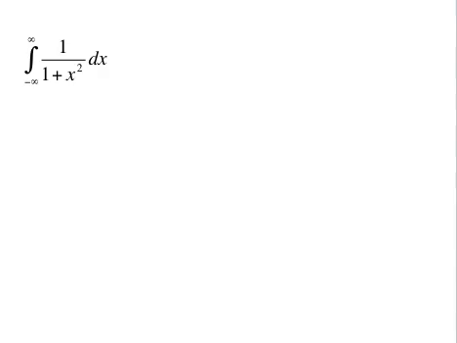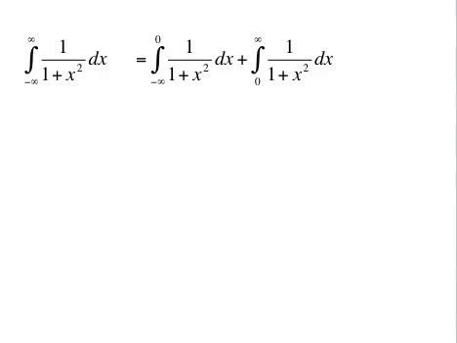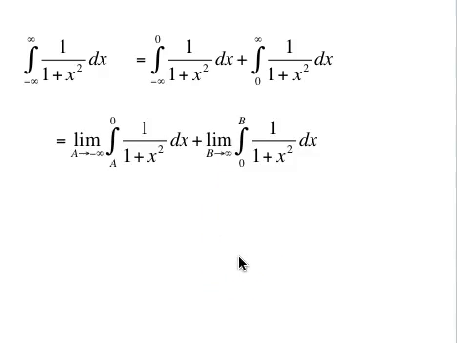So here's our question, and as I mentioned, we need two limits. Limit as a goes to negative infinity, from a to 0. Limit as b goes to infinity, from 0 to b. Negative infinity to 0 plus 0 to infinity, and then put the limits in as we talked about: a to negative infinity, b to infinity. Once we're here, we have to remember what the antiderivative of 1 over 1 plus x squared is. The derivative of inverse tangent of x is 1 over 1 plus x squared. So the integral of 1 over 1 plus x squared is inverse tangent of x.